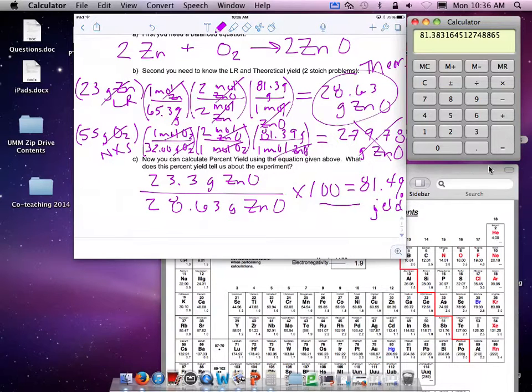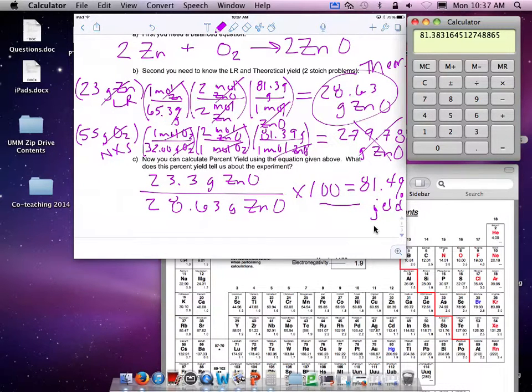So this tells me that I didn't get everything I wanted. I must have lost some of my product along the way, but I got quite a bit of it. I got quite a bit of what I was hoping for. So 81.4 percent yield is my answer. So then after that I could make some decision about, well, what happened to the rest of it? So this is percent yield.